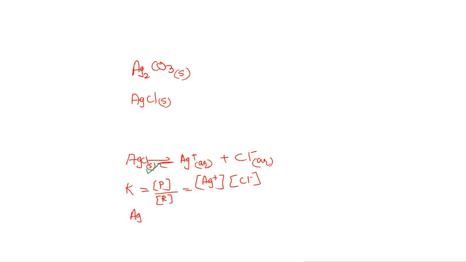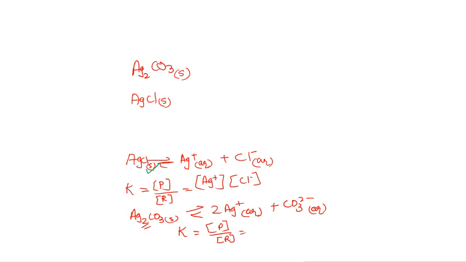We can write the same way for Ag2CO3 as well. How are we going to write the Ag2CO3 dissociation? The solid state changes to, there are two Ag, so I will write 2Ag+ aq plus CO3 2- aq. How are we going to write the equilibrium expression? K equals products over reactants. We will write Ag+, and we have a coefficient of 2 here, so to the power 2, times CO3 2-. And we don't have to write the reactants again. So that's how we are going to write the equilibrium expression.